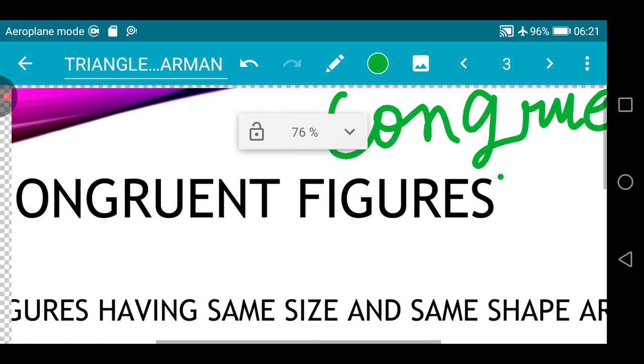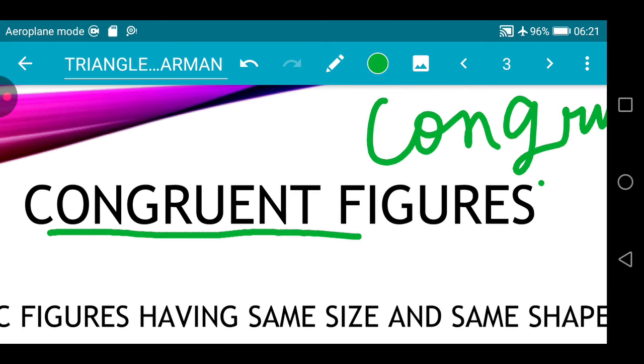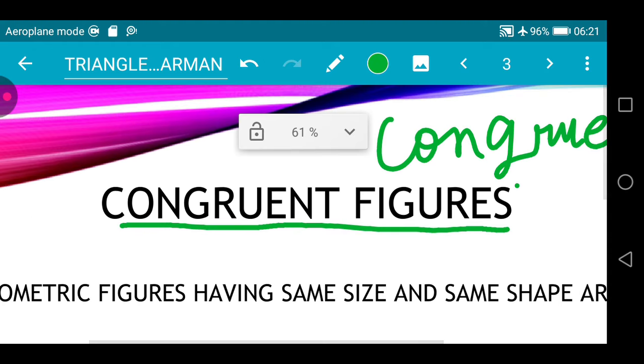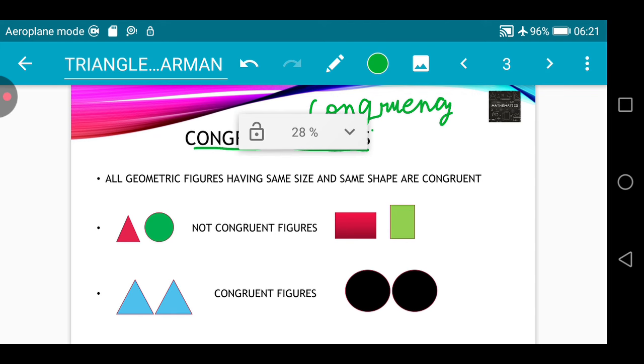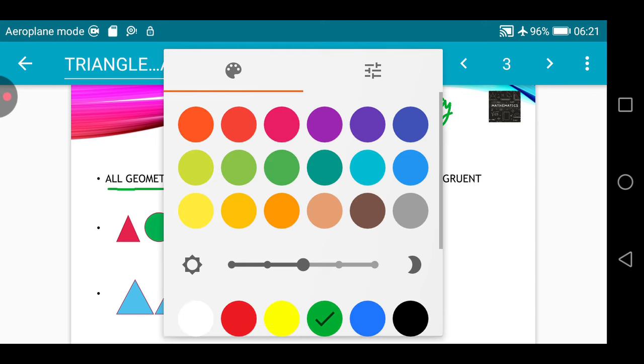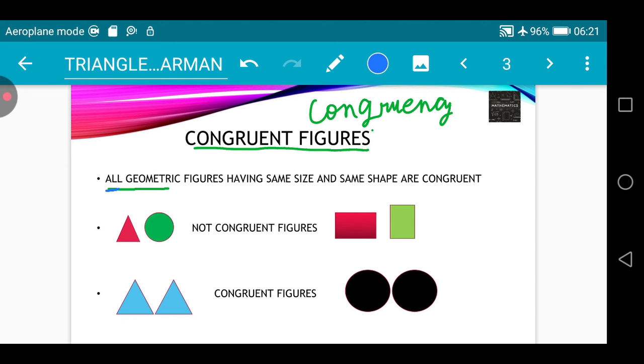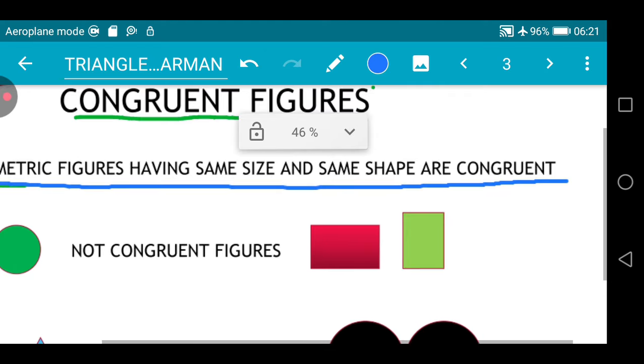If we are doing congruency, what are congruent figures? First we should know what figures are congruent. How can we say these are congruent figures? All geometric figures having the same shape and the same size are congruent.